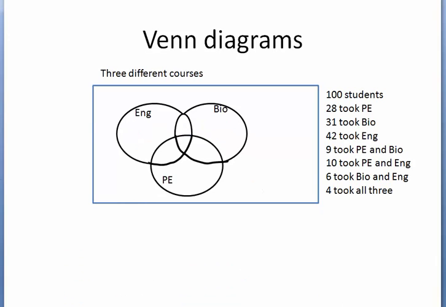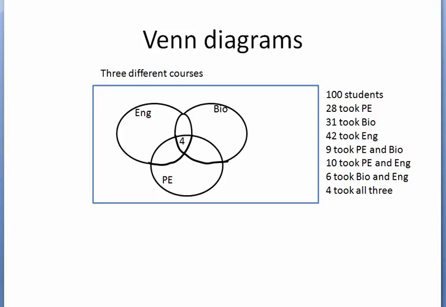Venn diagrams, you can also be given 3 different sets which overlap. So here in this question, we've got 100 students, 20 took PE, 31 took biology, 42 took English, 9 took PE and biology, 10 took PE and English, 6 took biology and English, and 4 took all 3. So first of all, we look at this number here, which is the overlap of all 3. Okay, and then we'd write that there.